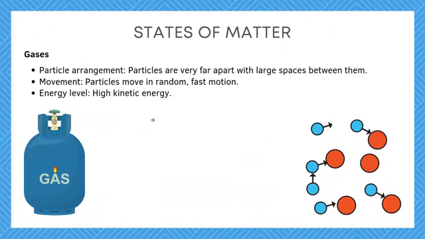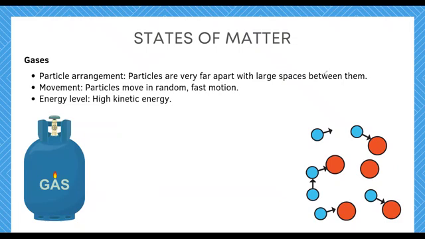We have the final state of matter that we're looking at in today's class, which is the gas or the gases. So here are some properties about the gaseous state of matter. First things first, we have the particle arrangement. In the gas state of matter, the particles are very, very far apart with large spaces between them. You can see this illustration that I have on this portion of the screen. You can see that every single particle is far apart from each other and they are moving about randomly.